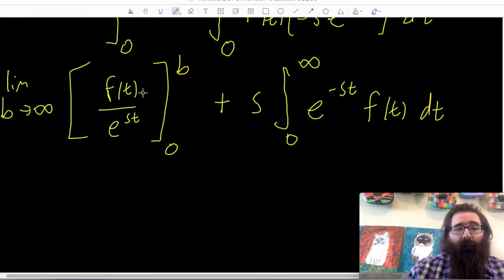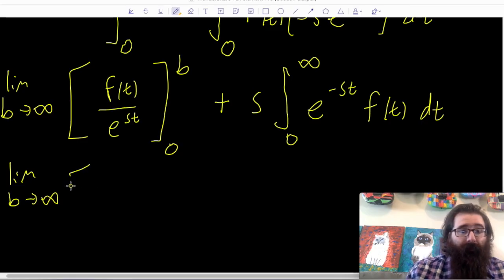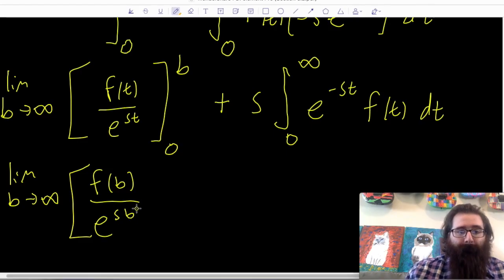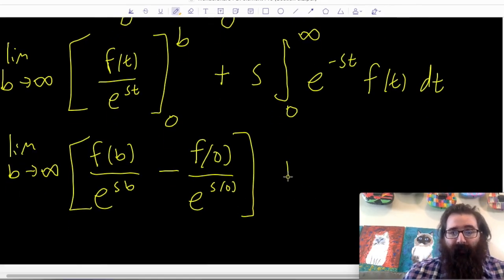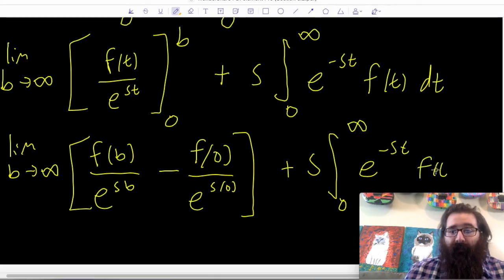If I go and evaluate plugging in my upper bound and my lower bound into this u times v part, we get the limit as b goes to infinity of, if I plug b in for t, f at b divided by e to the power of sb, and then minus, if I plug 0 in for t, I get f at 0 divided by e to the power of s times 0. And then plus this integral, so I'm just going to rewrite that. So plus s times the antiderivative from 0 to infinity of e to the minus st times f at t dt.